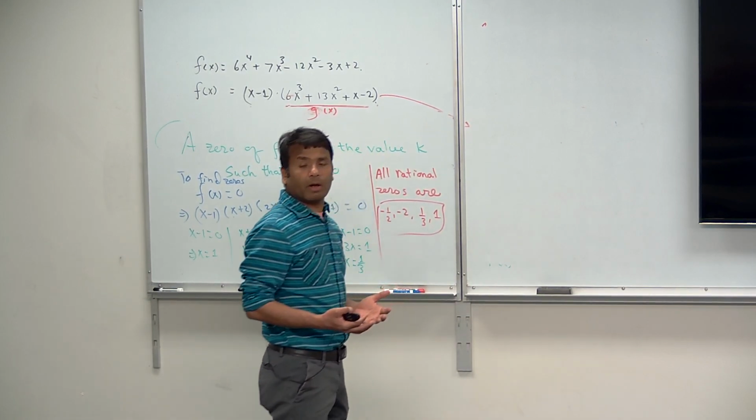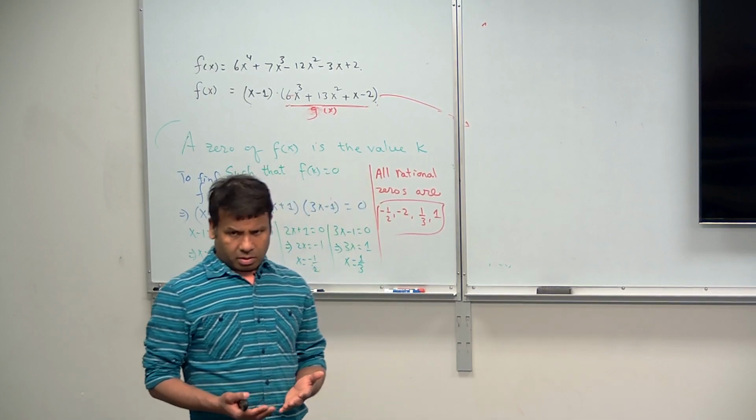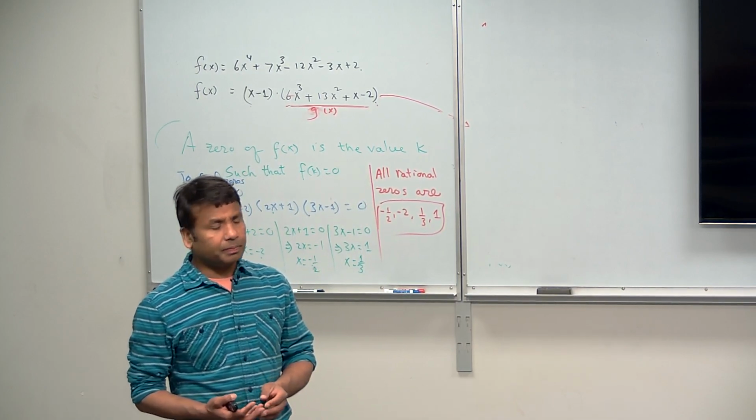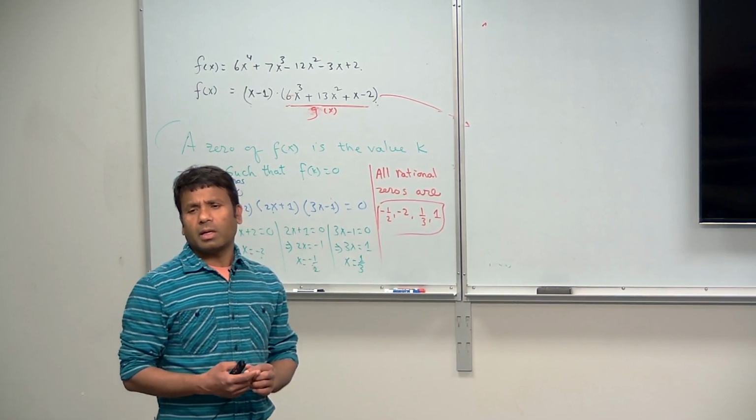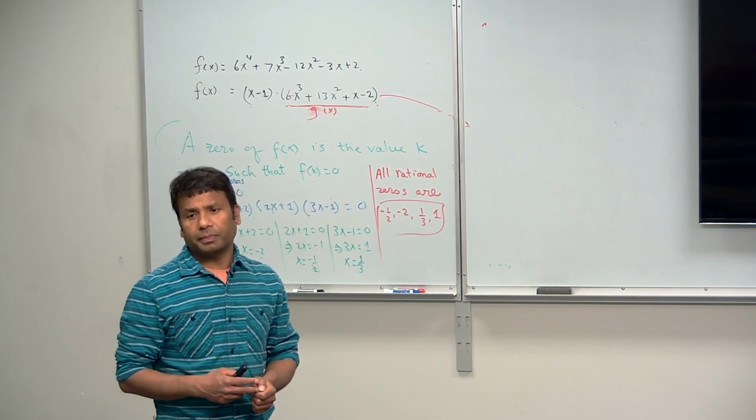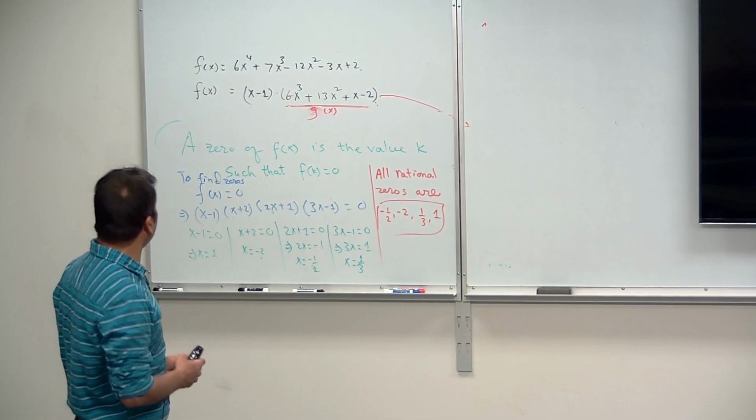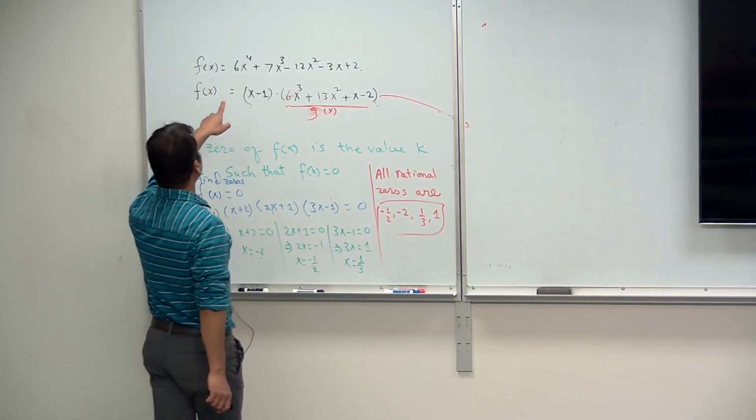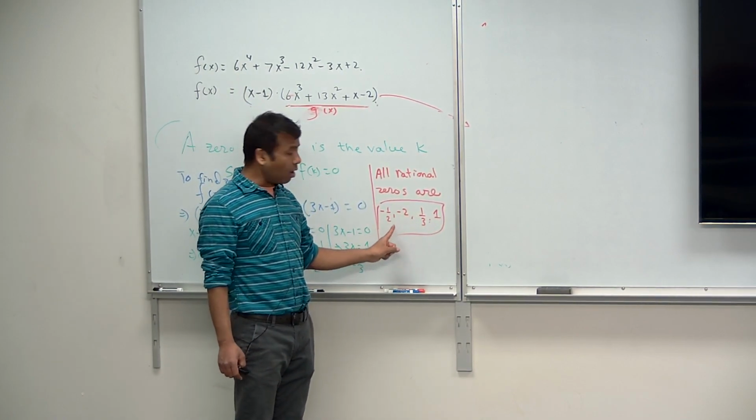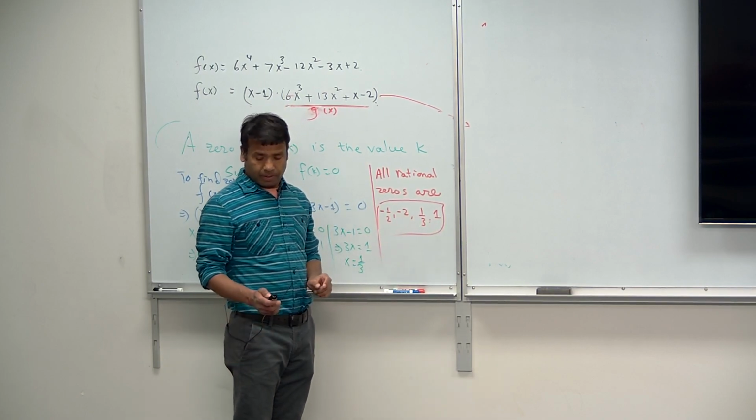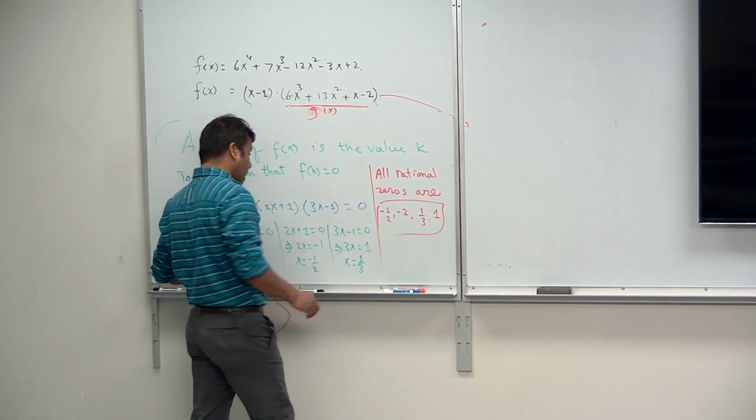So if you have a cubic polynomial, it can have at most 3 zeros. That makes sense? If you have a quadratic polynomial, degree 2, it can have at most 2 zeros. And if you have a degree 4, it can have at most 4. You see, it has exactly 4 zeros in this case. How many zeros? 1, 2, 3, 4. Okay, so now let's solve this problem.